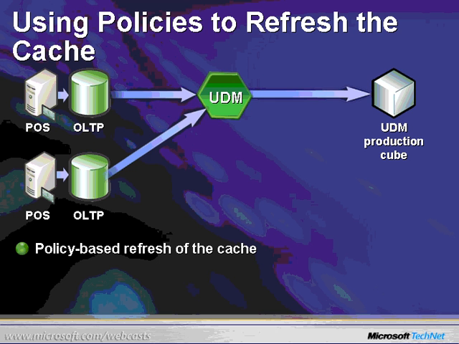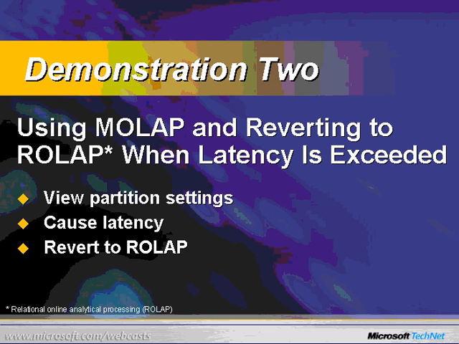So, in this next demonstration, we'll take a look at how proactive caching really works. We'll show how a cube that's set up to use MOLAP cache provides answers to the queries. And then we'll create latency with the data and see how the cube reverts to ROLAP, relational online analytical processing, according to the policies we've defined.